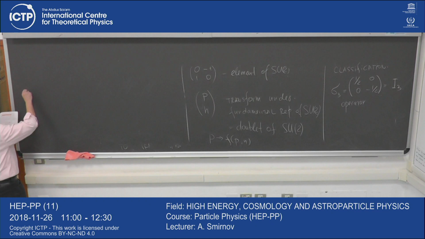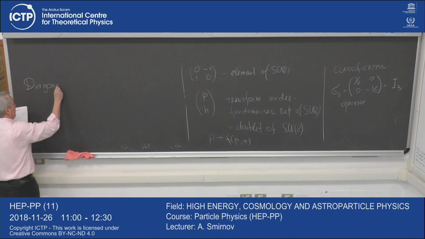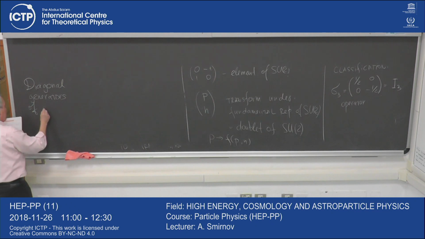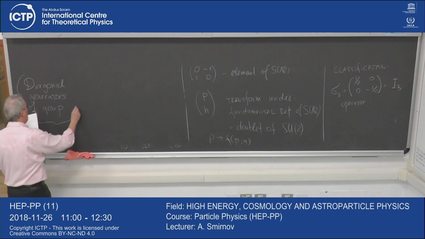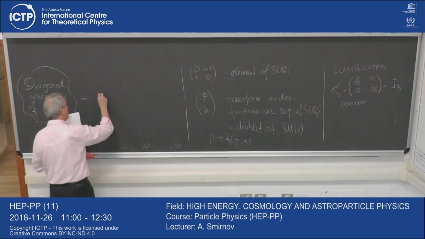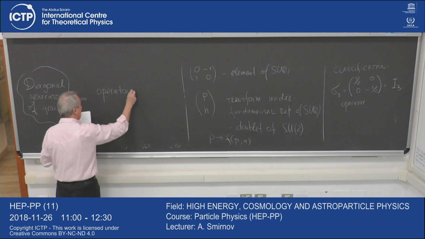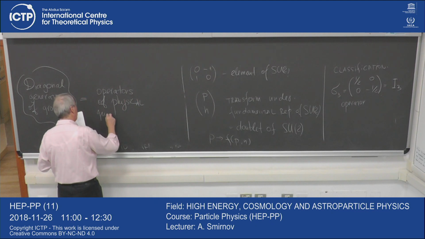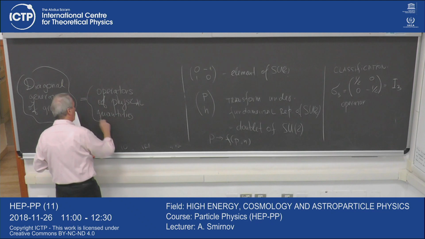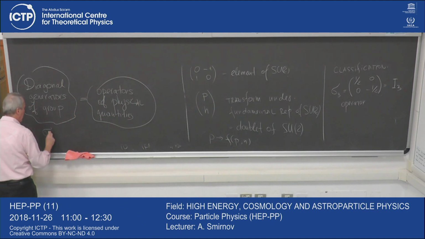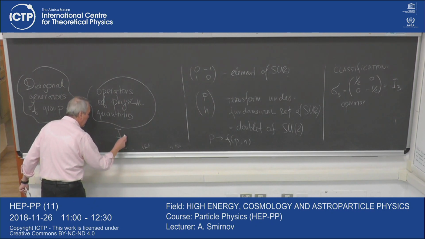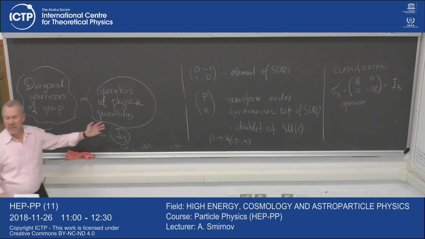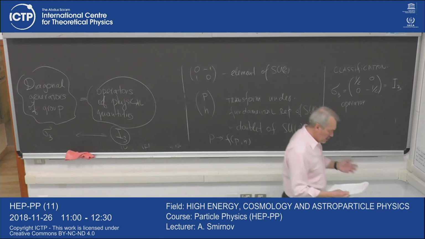So let me repeat. In all this formalism, diagonal generators of the group are identified with operators of physical quantities. So in our case, we have this sigma 3, which we identify with the physical quantity, the third projection of isospin. This is the way we do the mapping between something we have observed, which comes from experimental facts, and group theory.